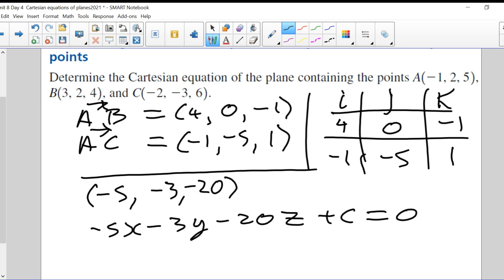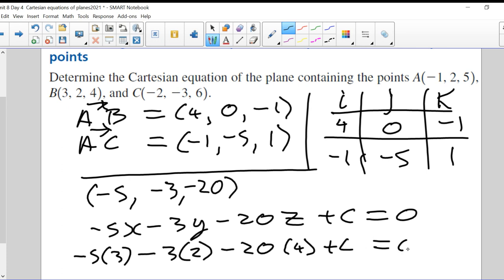And for no particular reason, I'm going to use the 3, 2, 4. That's just the choice that I'm making. You don't have to make the same choice. But again, you can try this for yourself. We should all still end up with the same answer. So I'm going to go to 3, 2, 4. So minus 5 times the 3, minus 3 times the 2, minus 20 times the 4, plus C equals 0.